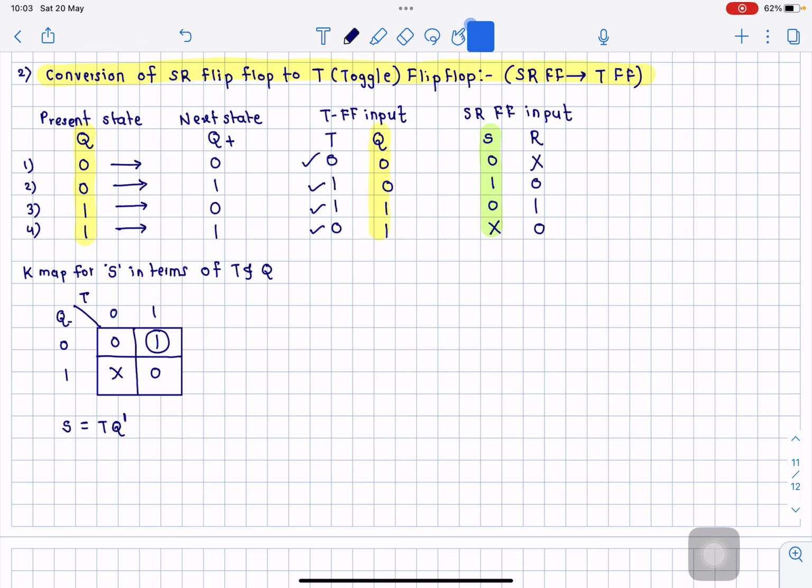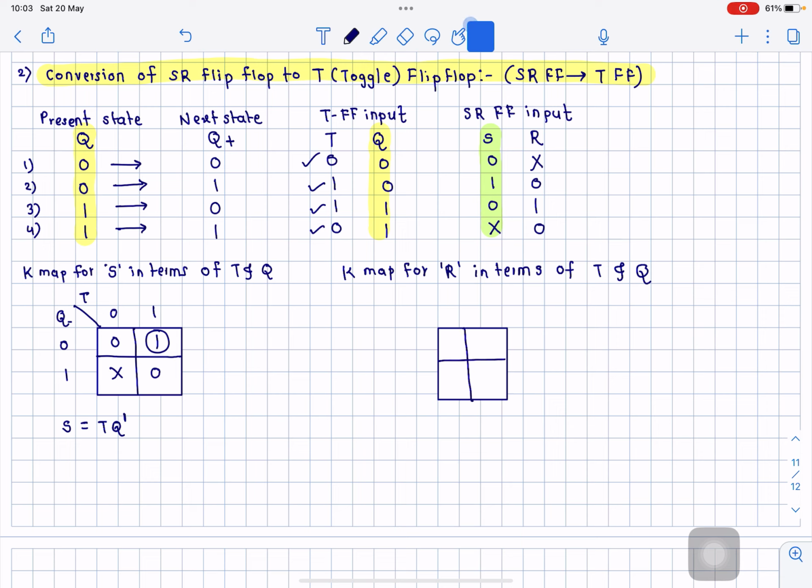Now similarly, let us write the K-map for R input in terms of T and Q. Again draw the two-variable K-map. Here again T, here again Q. This is 0, 1, this is 0 and this is 1. We want to write the K-map for R in terms of T and Q.